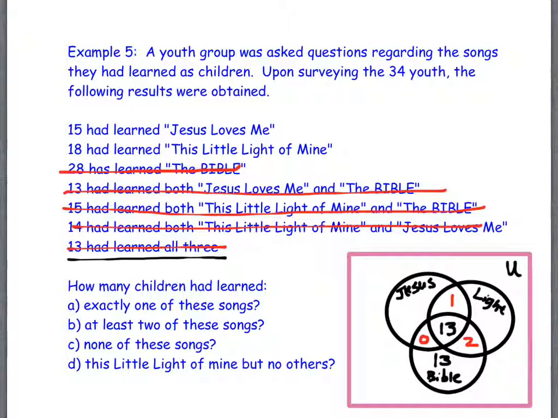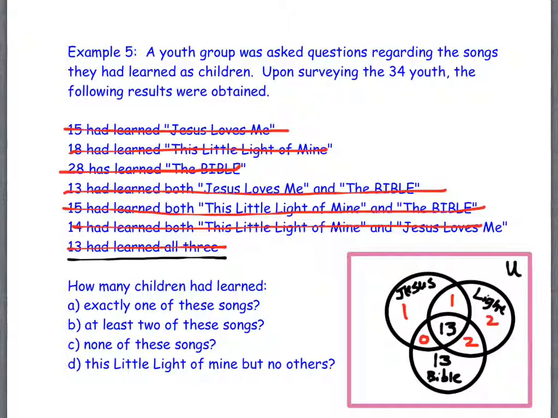All right, next one says 18 had learned this little light of mine. So light of mine is on this side. How many do I have? 16, so I'm missing 2. So we've got 2 out here. The last one is 15, Jesus loves me, right in here. So I just need 1 more because I've already got 14 of them, right?